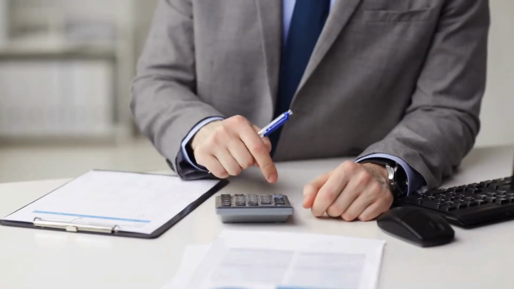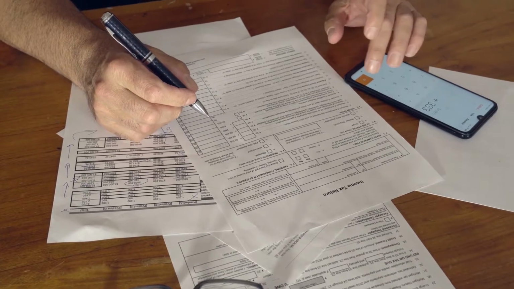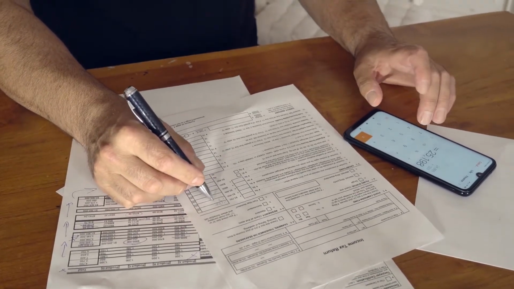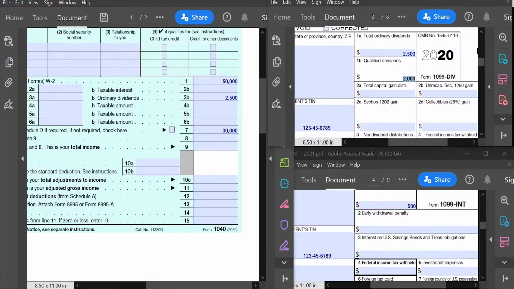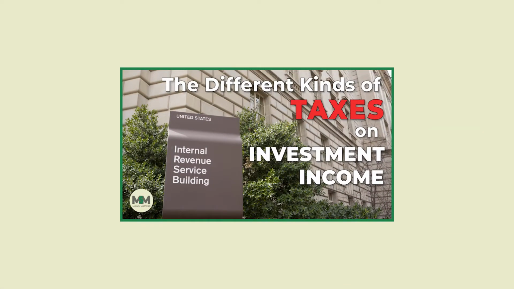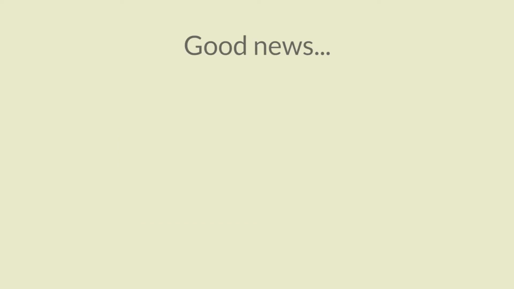Paying someone to fill out your tax return can be expensive, especially if you have income from investment sources. While doing it yourself can be daunting, though, it's definitely doable. In this video, we'll walk you through filling out the investment portions of your tax return. Of course, if you're not familiar with the different kinds of investment income, be sure to check out our video on this topic first. So let's start with some good news.